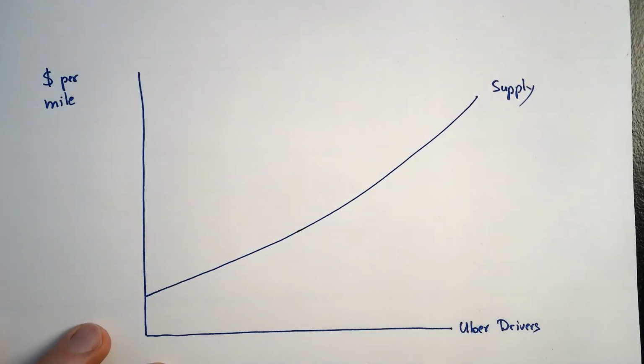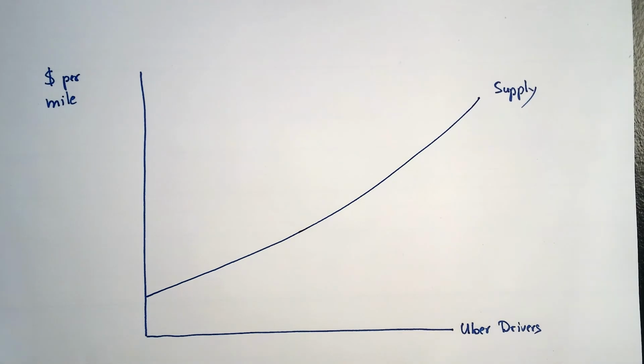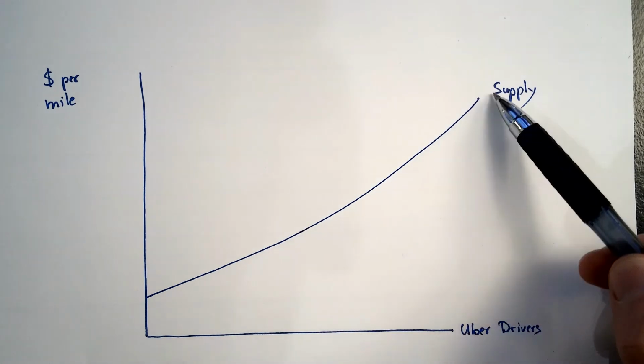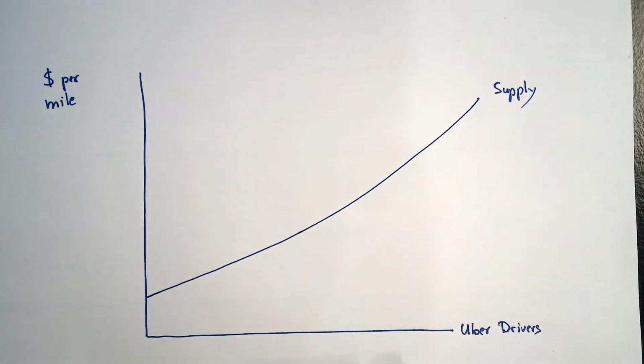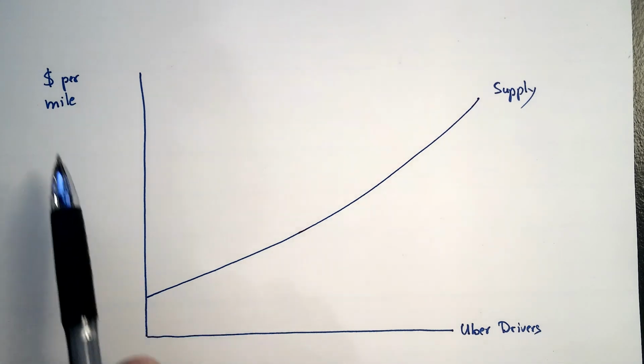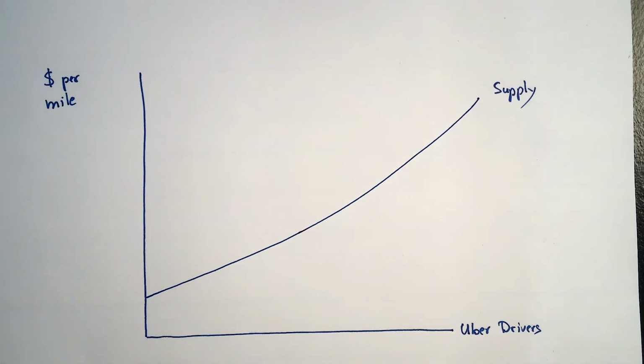Now let us do a second example where we are actually looking at the ride-sharing app Uber, or the company Uber. Now think about the supply function of drivers, okay? And you have the number of drivers, or the output, on the horizontal axis, and you have the cost per mile on the vertical axis, okay?